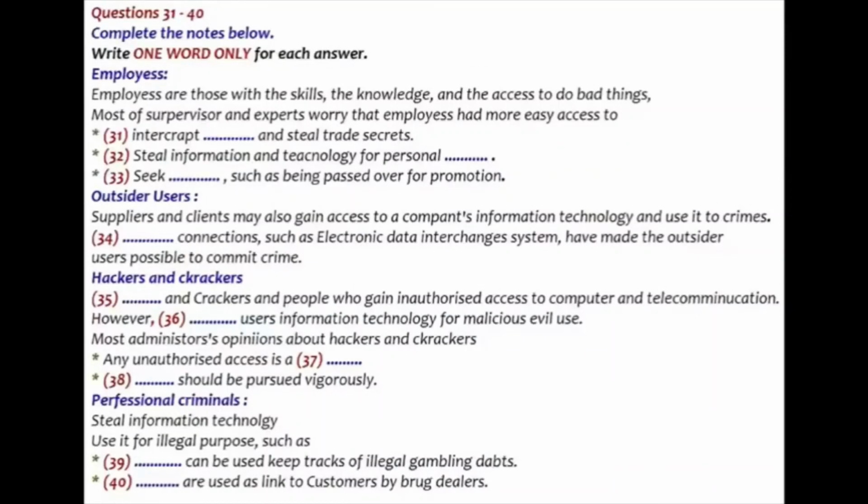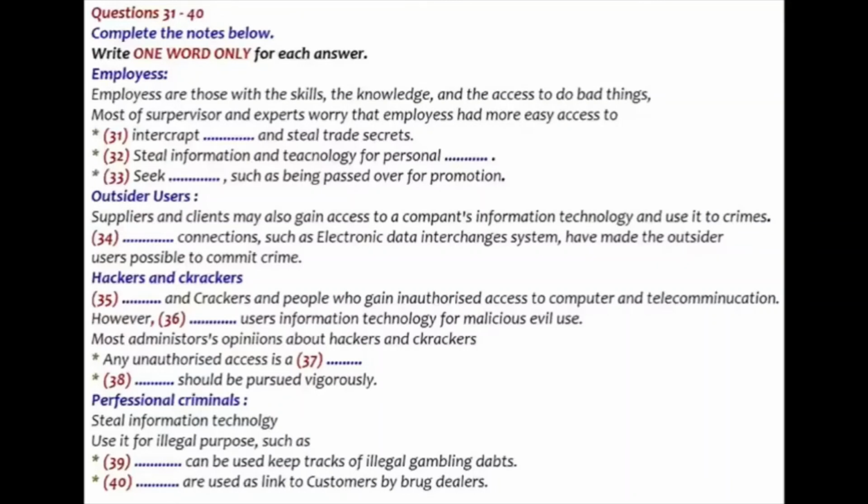What kinds of people are perpetrating most of the information technology crime? According to my research, over 80% may be employees. The rest are outside users, hackers and crackers, and professional criminals. It is amazing that employees account for this large portion. Let us see them in detail.